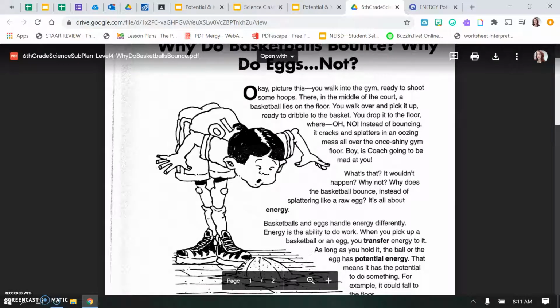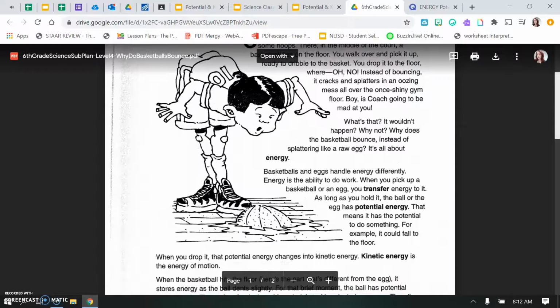You drop it on the floor, where, oh no, instead of bouncing, it cracks and splatters in an oozing mess all over the once shiny gym floor. Boy, is coach going to be mad at you. What's that? It wouldn't happen? Why not? Why does a basketball bounce instead of splattering like a raw egg?